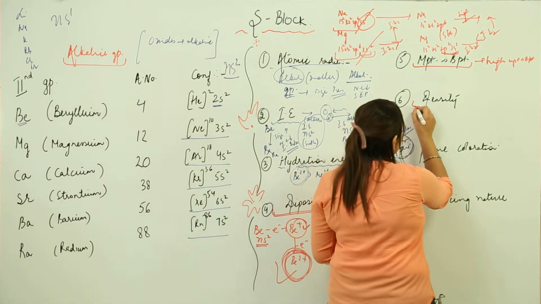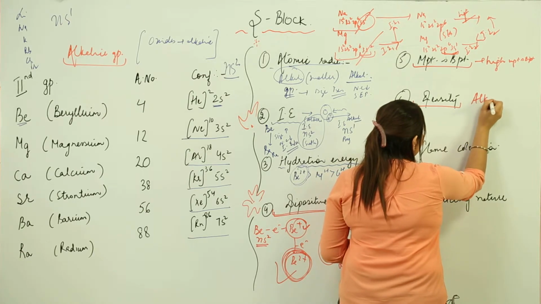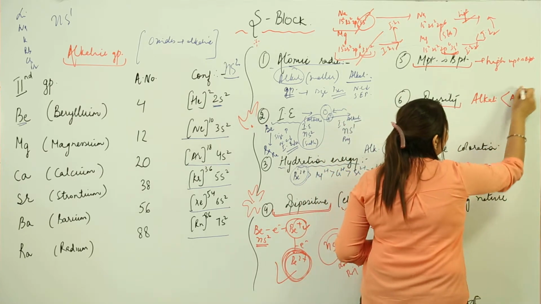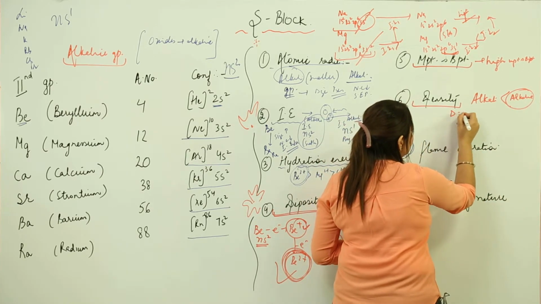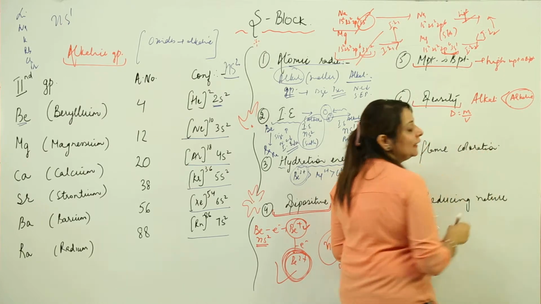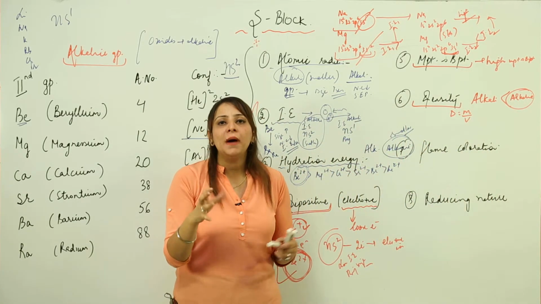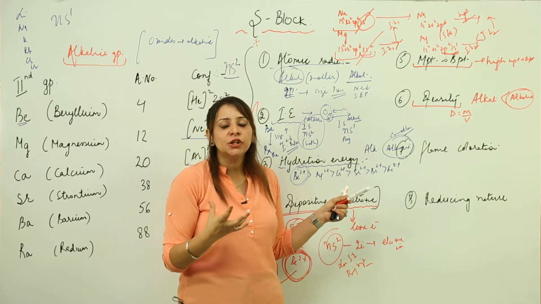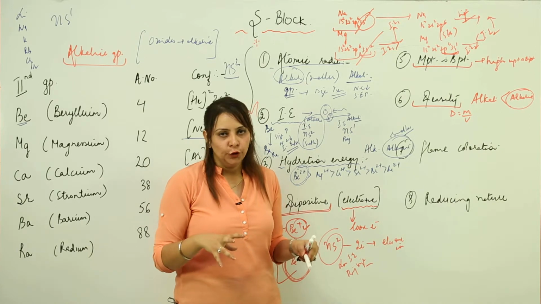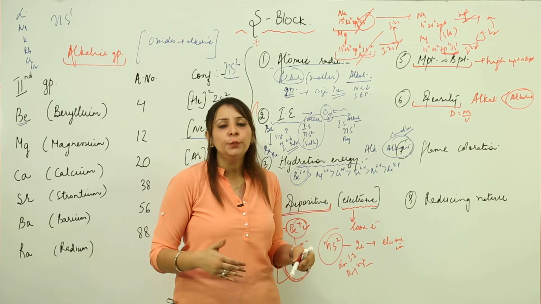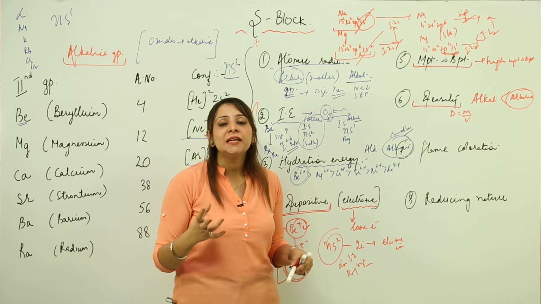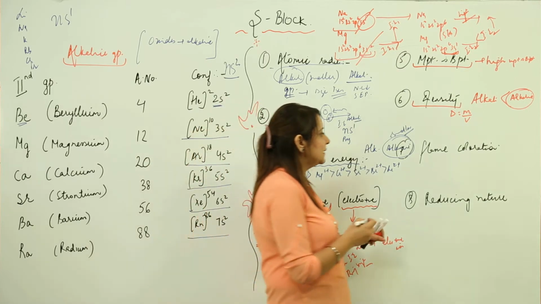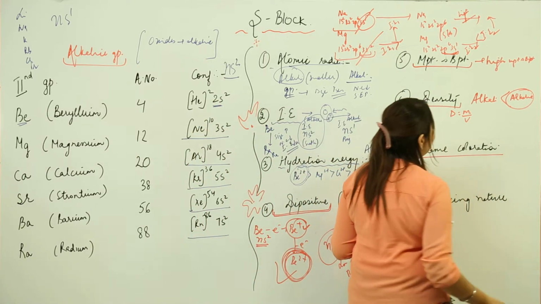Next is the density. Out of alkali and alkaline earth metals, which is going to be denser? Obviously alkaline earth is going to be denser, because we know density is mass per unit volume. As alkaline earth metals are smaller in size, they will occupy more mass in a given volume, whereas alkali metals are bigger, so they will have less mass in a given volume. As we move down the alkaline earth group, size increases, therefore density decreases, as there is less mass in a given volume. Likewise, we have another property, that is flame coloration.